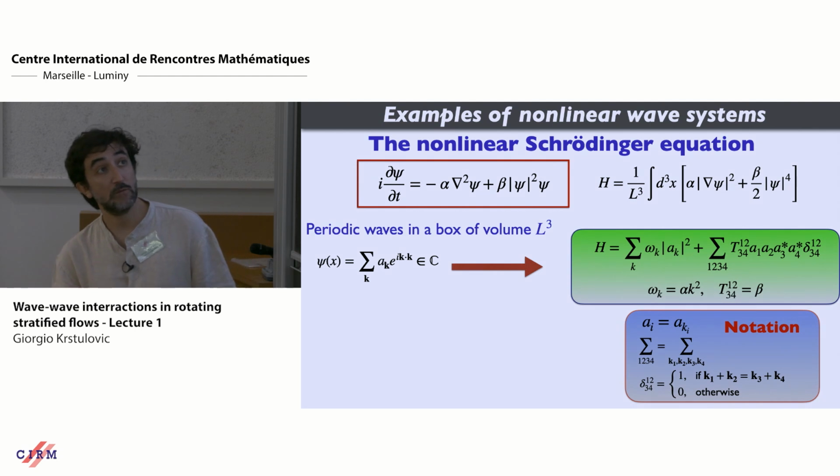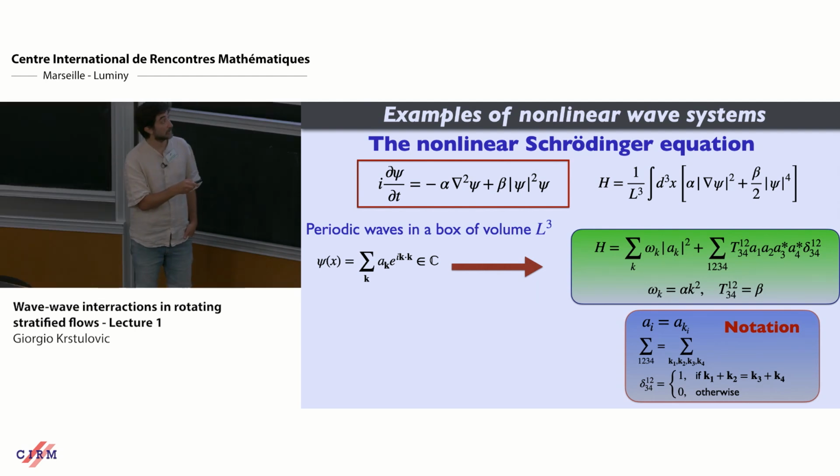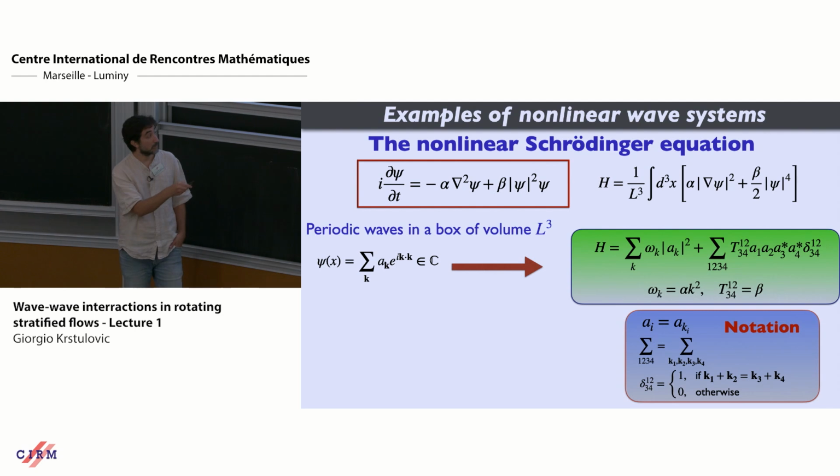Now I'm introducing some notation. There is this A_{1,2,3,4}. A_1 means the Fourier mode evaluated at k_1. The sum over 1, 2, 3, 4 stands for the sum over k_1, k_2, k_3, k_4. These k are in the lattice, and the delta_{1,2,3,4} which appears here is a Kronecker delta, which comes from the homogeneity of the system. It is 1 if k_1 plus k_2 is equal to k_3 plus k_4.